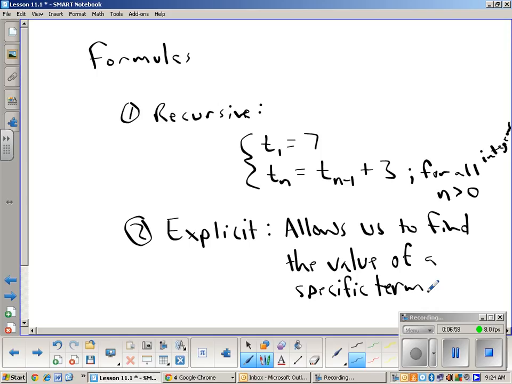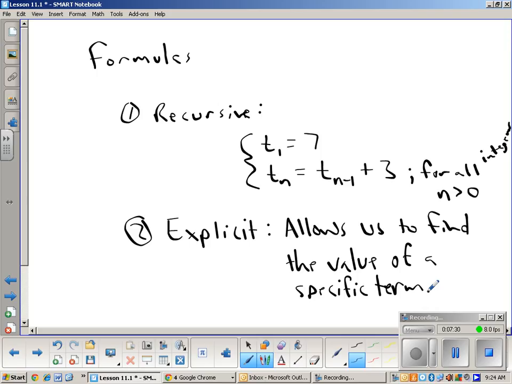Now, this recursive formula I wrote here, this is for an arithmetic sequence, isn't it? Because I added each time to get it. If it was a geometric sequence and I was multiplying a common ratio, then instead of t sub n minus 1 plus 3, it might be t sub n minus 1 times 7, or divide 2, or whatever. Okay? Explicit, we would have to figure out what to do.